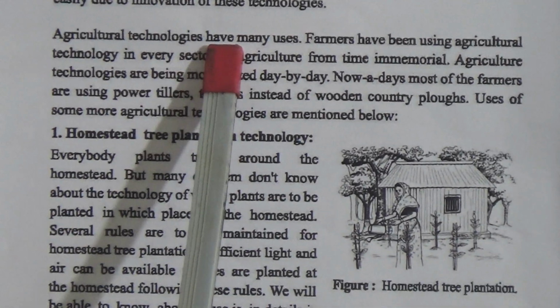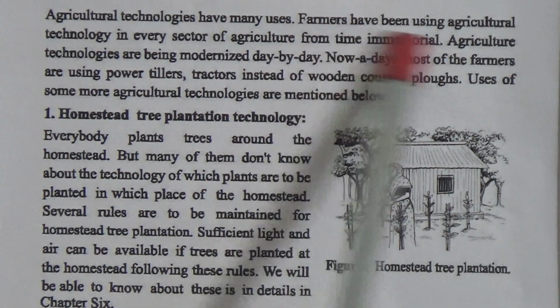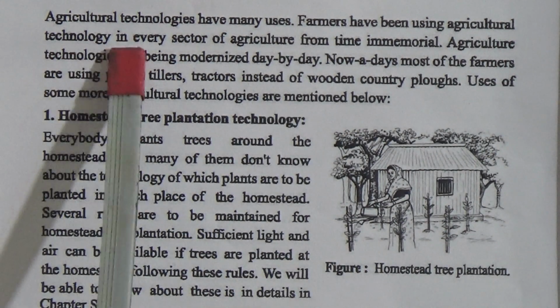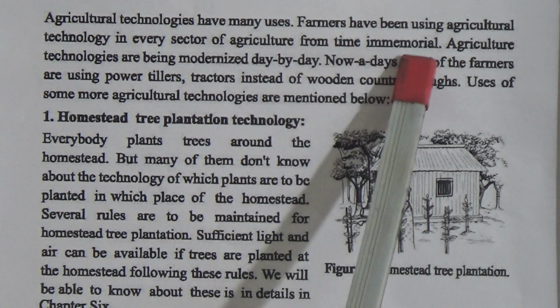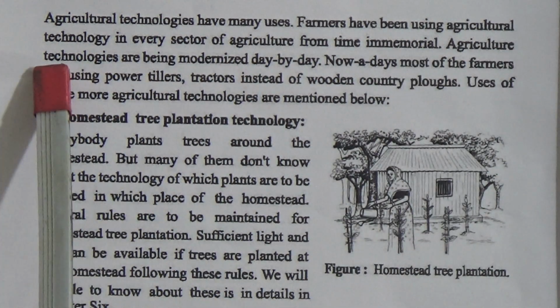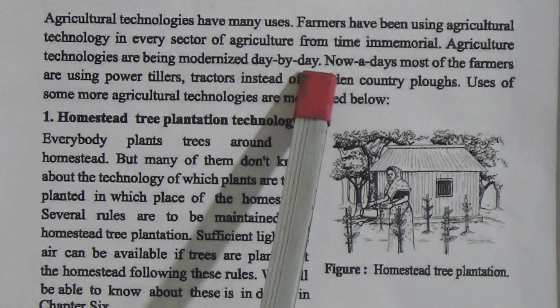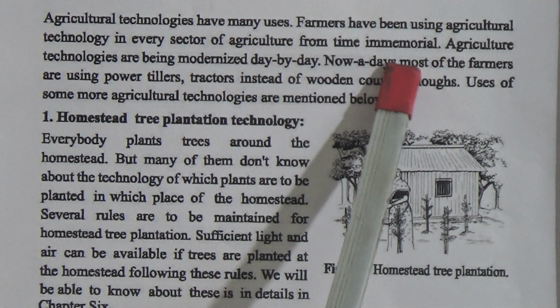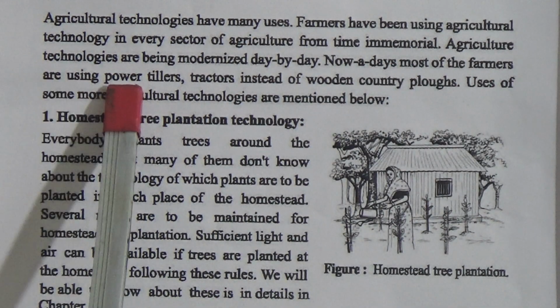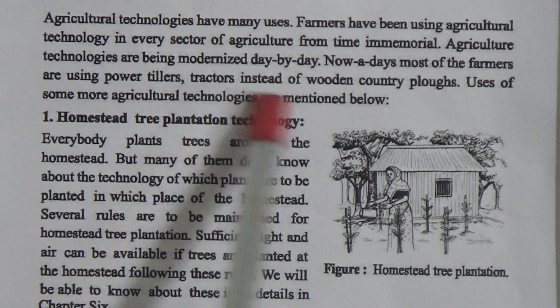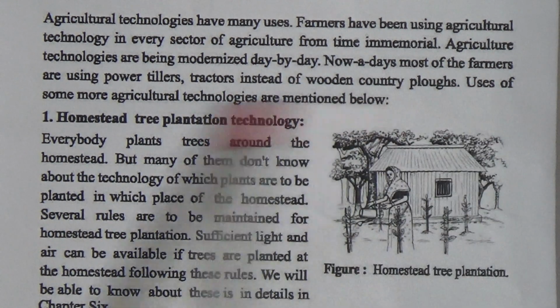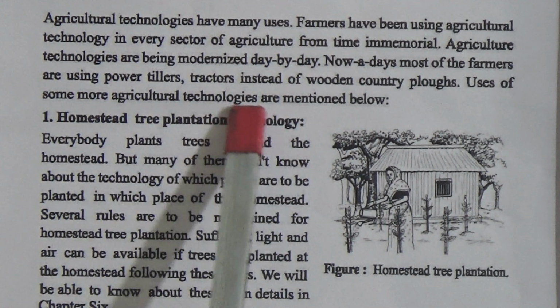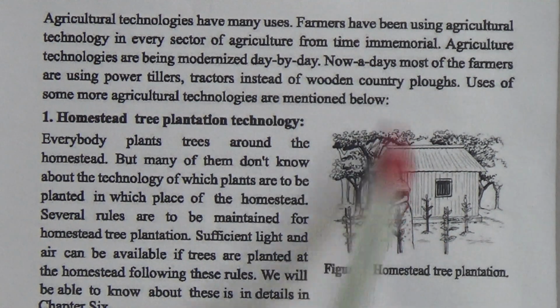Agricultural technologies have many uses. Farmers have been using agricultural technology in every sector of agriculture from time immemorial. Agricultural technologies are being modernized day by day. Nowadays, most of the farmers are using power tillers, tractors instead of wooden country plows. Uses of some more agricultural technologies are mentioned below.